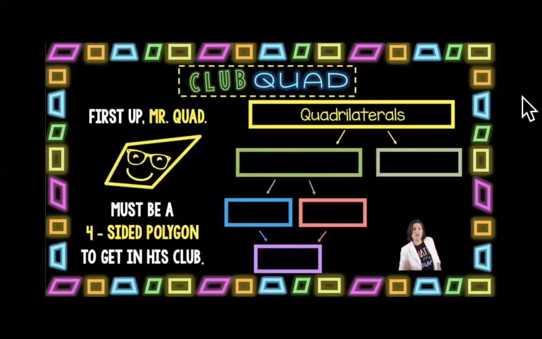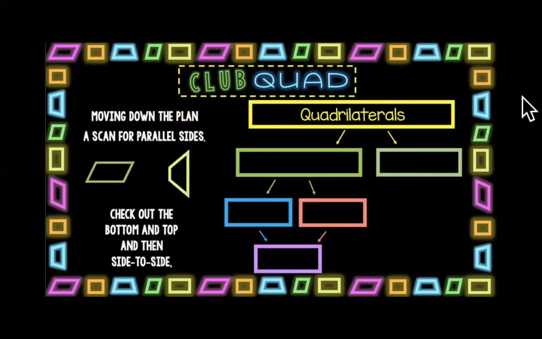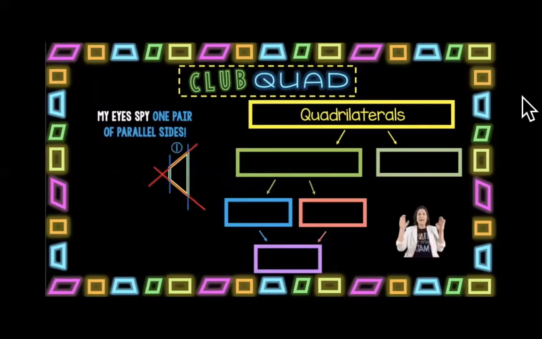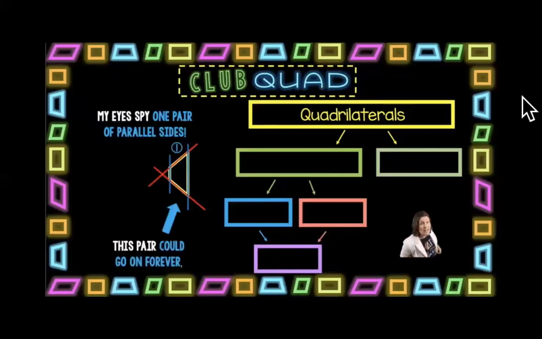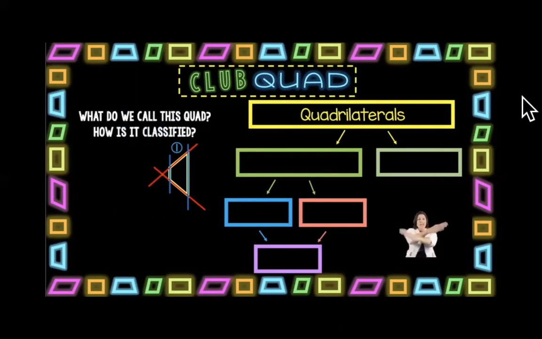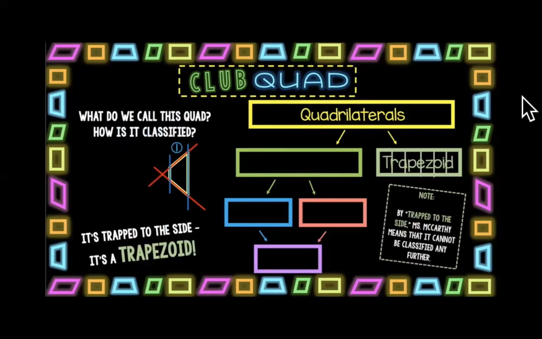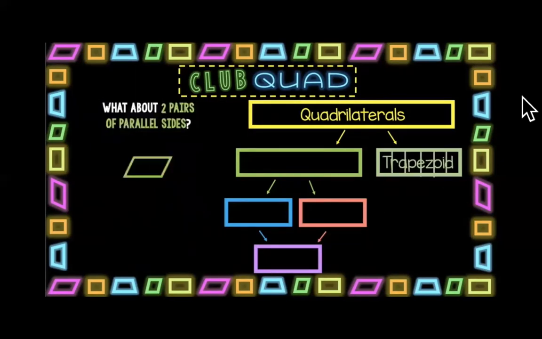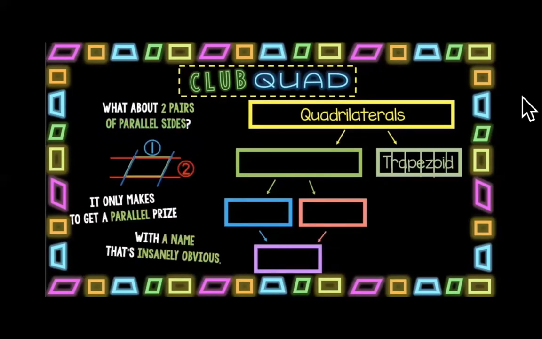First up, Mr. Quad must be a four-sided polygon to get in his club. Moving down the plan, scan for parallel sides. Check out the bottom and top and then side to side. My eyes spy one pair of parallel sides. This pair could go on forever, but the other pair could cross right there. What do we call this quad? How is it classified? It's trapped to the side, it's a trapezoid. What about two pairs of parallel sides? It only makes sense to get a parallel prize with a name that's insanely obvious, a parallelogram.